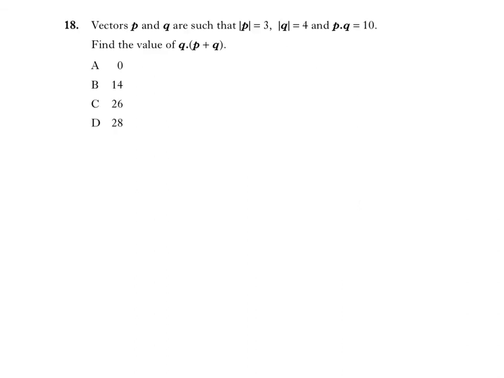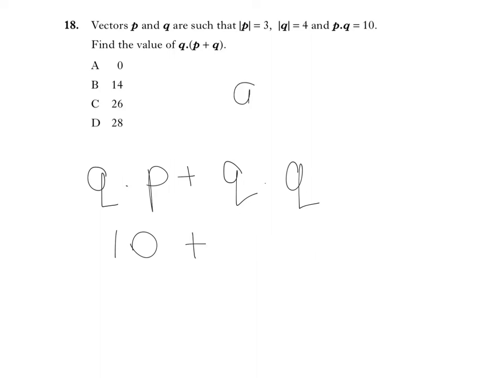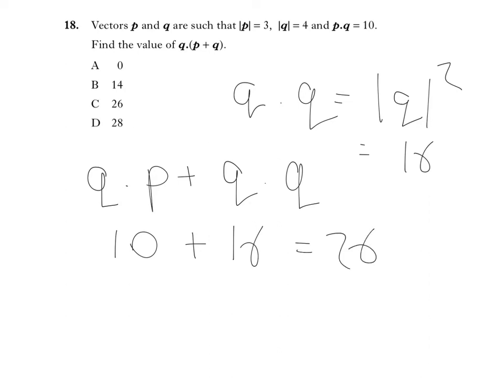Section 8, question 4. Vectors p and q are such that the magnitude of p is 3, the magnitude of q is 4, p dot q is equal to 10. Find the value of q dot (p plus q). Well, that's q dot p plus q dot q. p dot q is equal to q dot p, therefore q dot p is equal to 10. And q dot q is just equal to the magnitude of q squared. The magnitude of q is 4, so that's 16. So it's 10 plus 16, the final answer is 26.